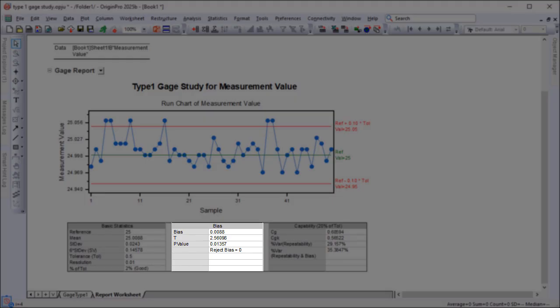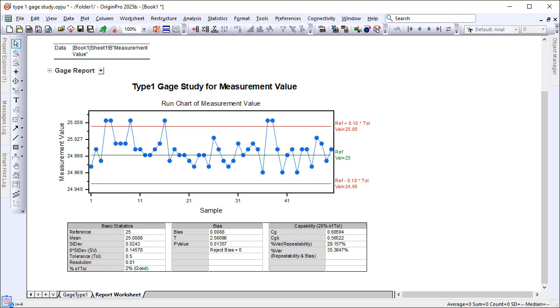The second table tests for bias. The null hypothesis is that bias is 0. Bias is measured as the difference between the first 2 rows in Table 1, mean and reference. We can conduct a statistical test to determine the device capability. The null hypothesis is that bias equals 0, and the alternative is that bias is not equal to 0. With a t-stat of 2.56 and a p-value of 0.01, we reject the null hypothesis that the bias is 0.